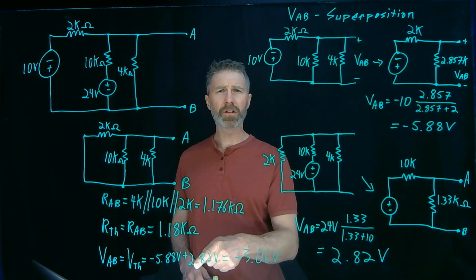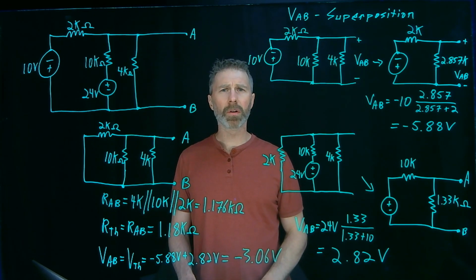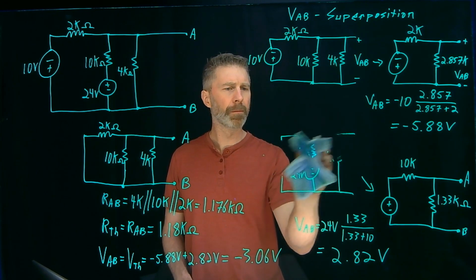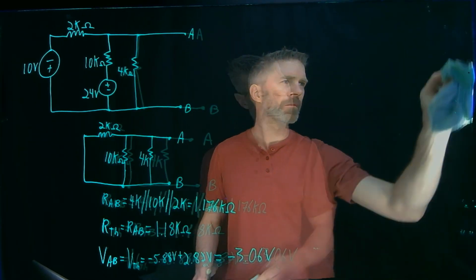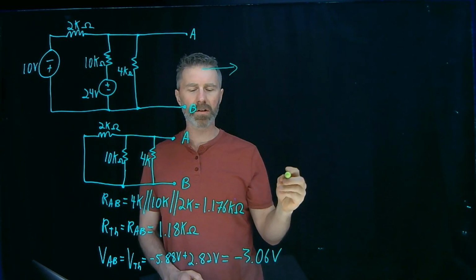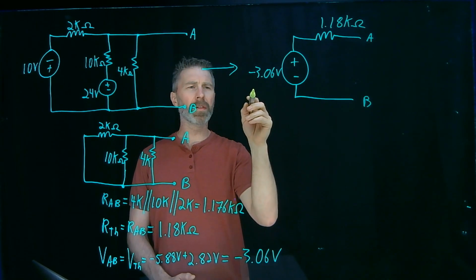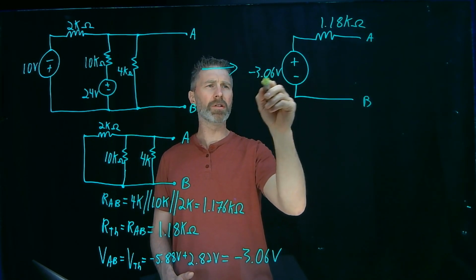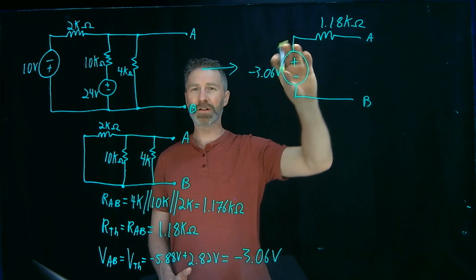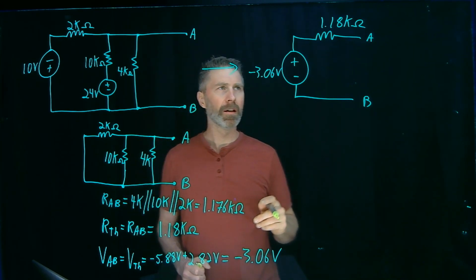So I've got a Thevenin voltage of minus 3.06 volts, a Thevenin resistance of 1.18 kilo ohms, which can give me an overall Thevenin equivalent circuit that looks like this. Now I've drawn this as a negative 3.06 volts with positive on this side. I could have just inverted this and called it a 3.06 volt source. Either way is going to work.